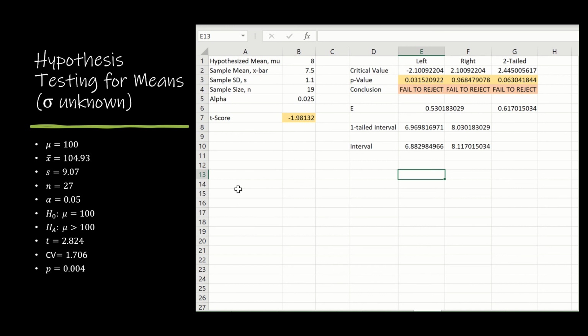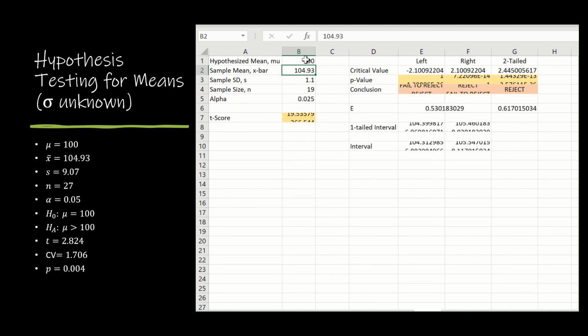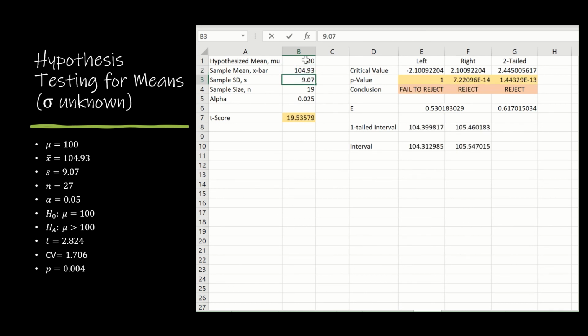Now recall that we have already set up Excel for a left and right-tailed test. So all I'm going to do in this case is simply enter in the values of 100, 104.93, 9.07, 27, and 0.05, and voila, everything is done for me. So again, I encourage you to use the power of Excel to help you with this. And again, we find all of the same things that we had found when we did this by hand, including the values of the interval. So again, I'm looking at the right-tailed test, and I'm looking at the one-tailed interval.